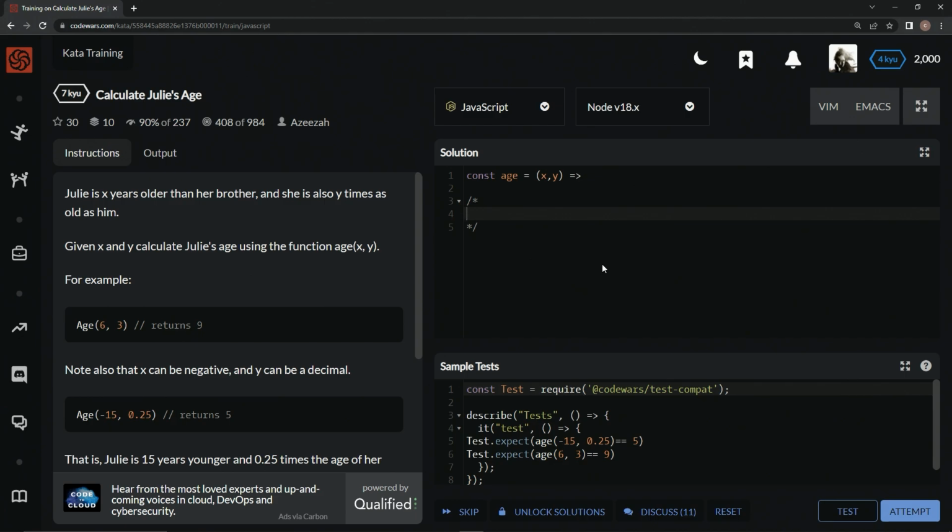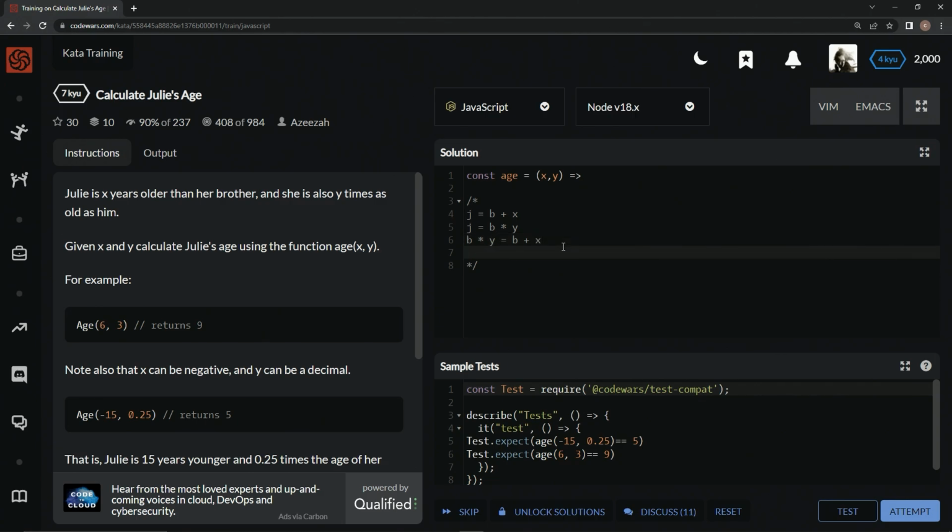So what we know is Julie is X years older than her brother. So J equals B plus X. And then also Julie is Y times as old as him. So J equals Y times B, or B times Y, let's say that. B times Y, okay? So inherently that means that B times Y equals B plus X, because both of those equal J, right? Of course.